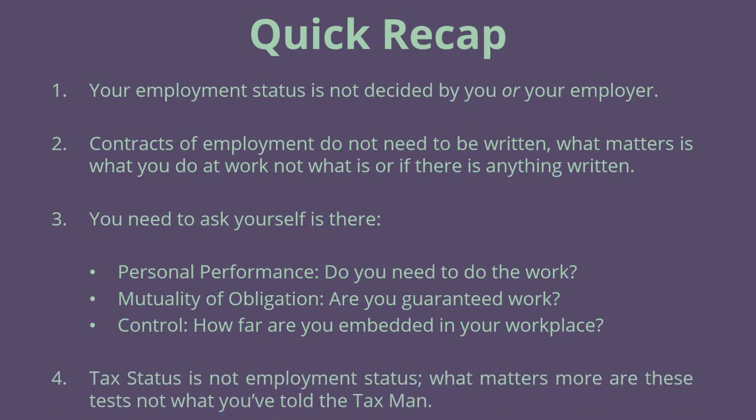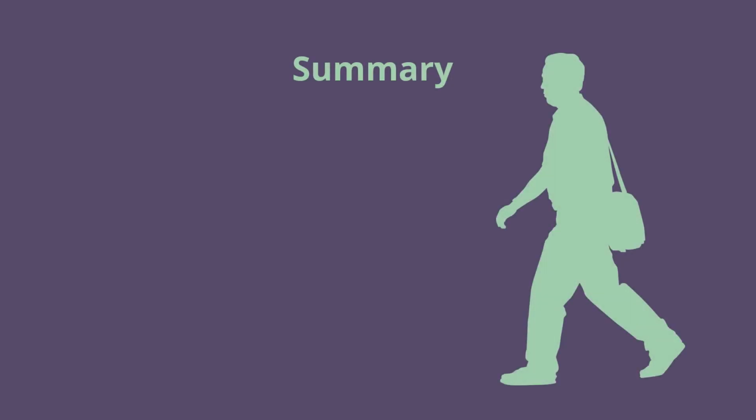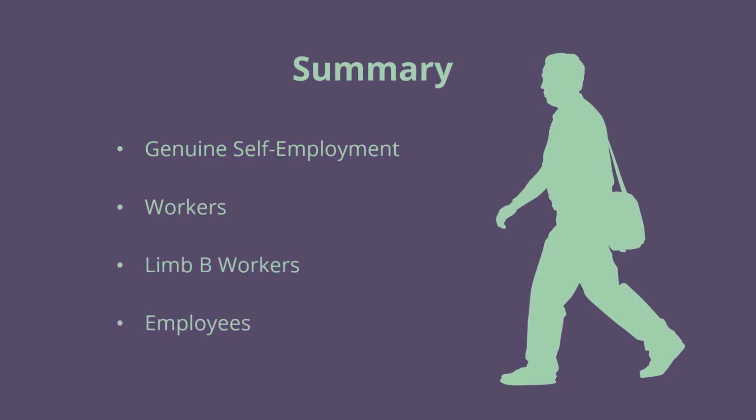Something that we didn't cover last time in detail, but is important to understand going forward, is that your tax status is not the same thing as your employment status. That is, regardless of whether you've registered yourself as self-employed with HMRC, it is these three tests that matter. Please also remember that this is only a rough guide. Employment status is complicated, and you should seek additional advice before taking any further action. In this second video, we will be covering how you decide which employment status you fall under and what rights you have as someone who is genuinely self-employed, a worker, a limb (b) worker, or an employee.